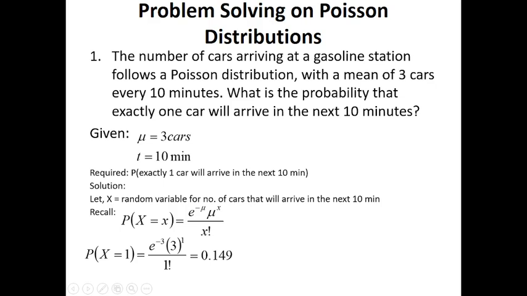0.149. Okay? So the probability that exactly one car will arrive in the next 10 minutes is 0.149, meaning there's a 14.9% chance that exactly one car will arrive in the next 10 minutes. That is the interpretation. Okay? This is true provided that the random variable follows a Poisson distribution.